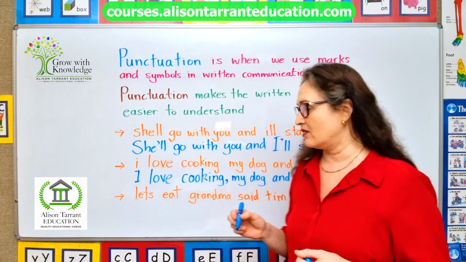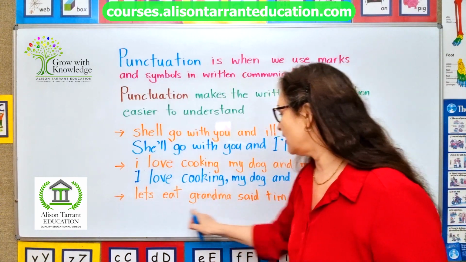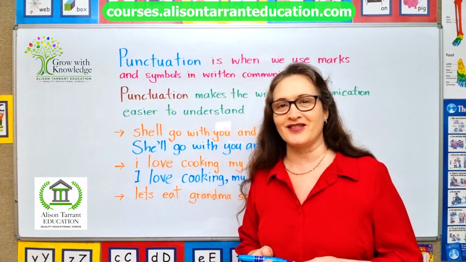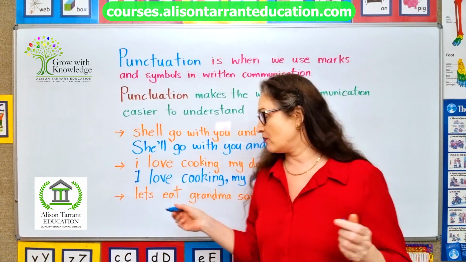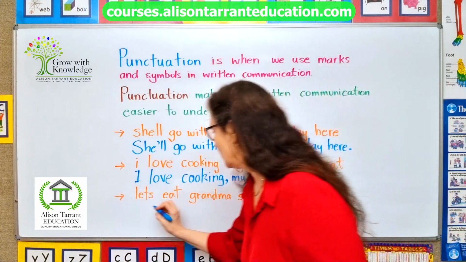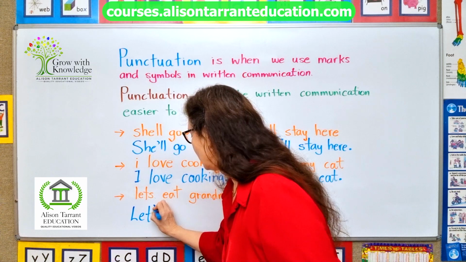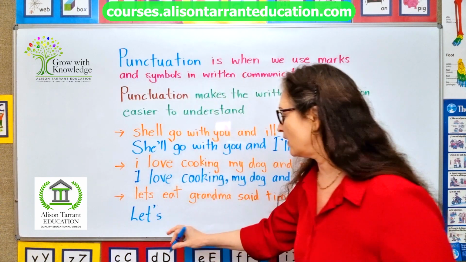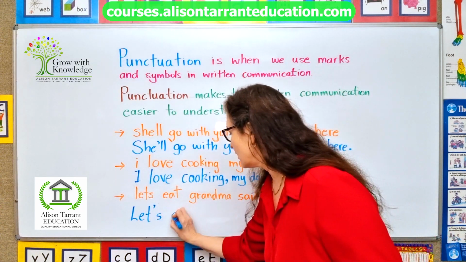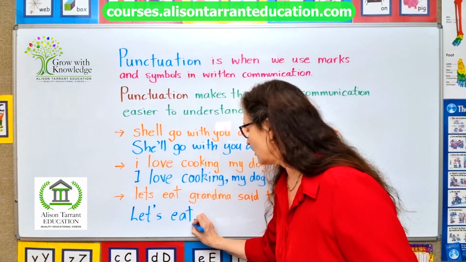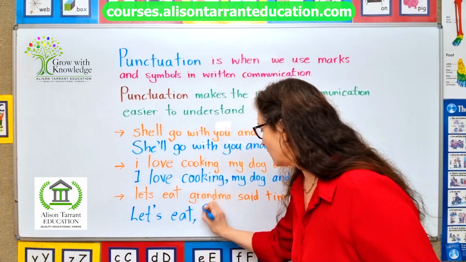Now the last sentence. Let's eat Grandma said Tim. Now that doesn't sound like a very good sentence, does it? So let's put some punctuation symbols in. So this is short for let us, so we need the apostrophe. Let's eat, comma, Grandma.